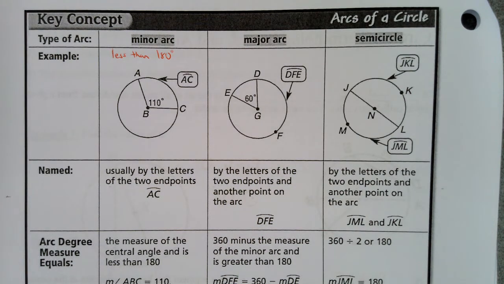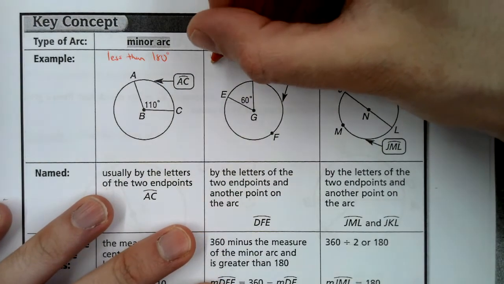Major arcs are more than 180. I'll say between 180 and 360.